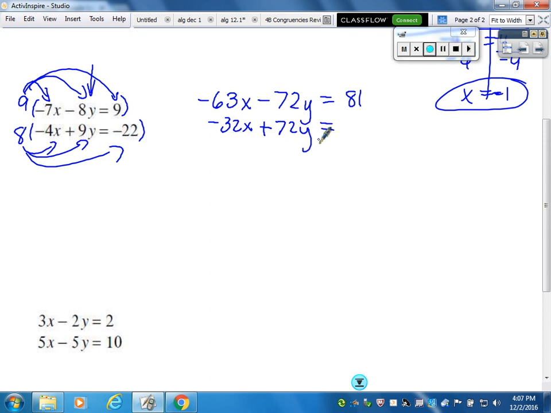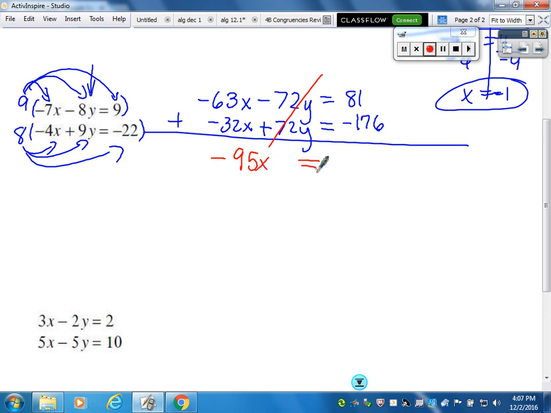And 8 and negative 22 make negative 176. We're ready to eliminate. So they cancel down. Then we've got the negative 63 added to the negative 32. That makes negative 95 x's. And then we've got 81 plus the negative 176. And that is equal to negative 95 as well.